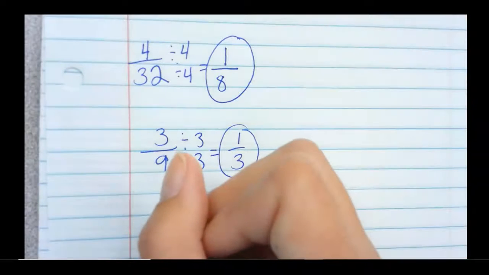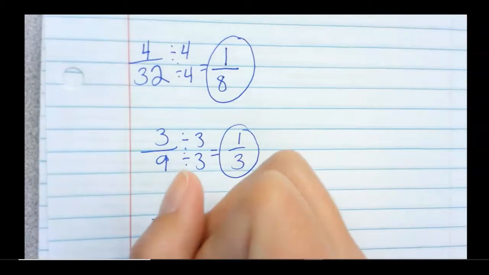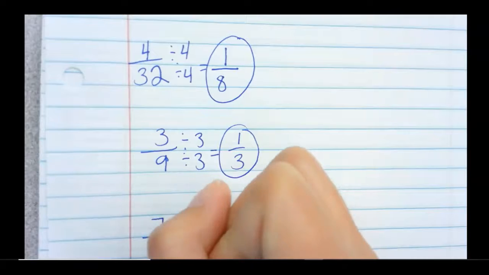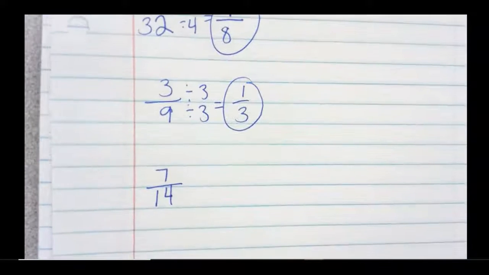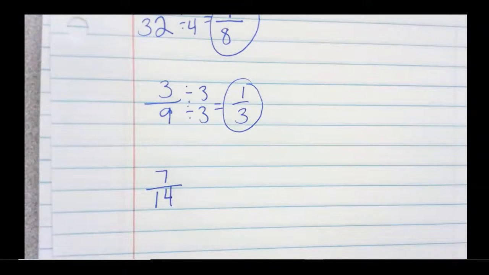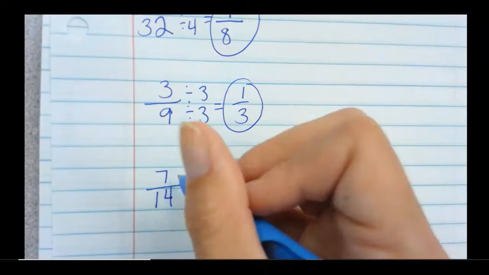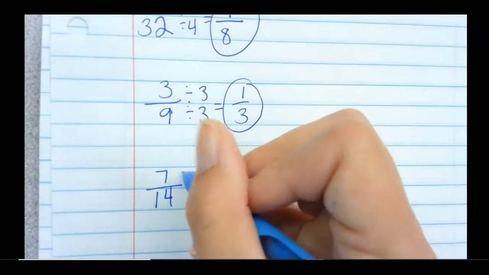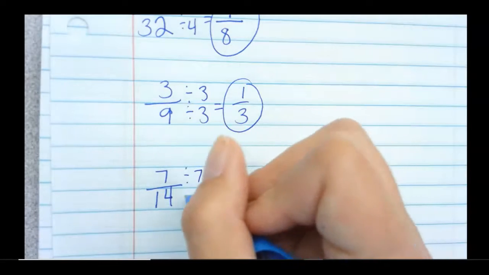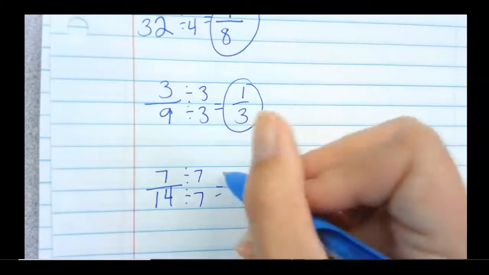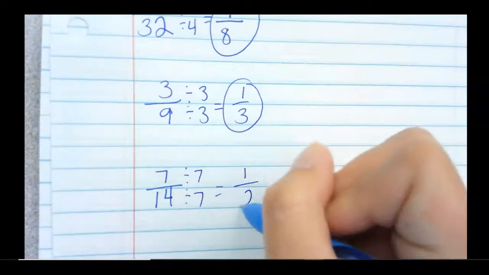What if I had 7/14? They're both multiples of 7, because you can't divide 7 by 14. So divide by 7, divide by 7, and we got 1/2.